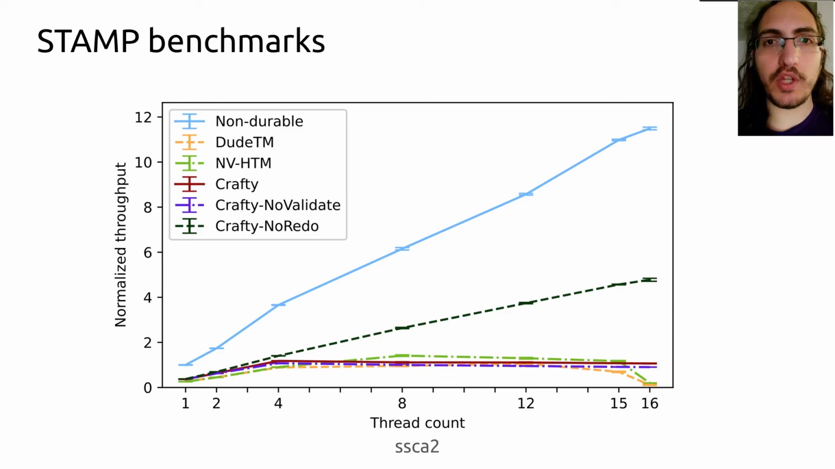Next, let's look at the SSCA2 benchmark from the STAMP benchmark suite. Here, we also compare Crafty with two configurations of Crafty: Crafty no redo and Crafty no validate. These configurations take out the redo and validate parts of Crafty respectively. Note that these configurations are also completely valid persistent transaction methods. This is one of the few benchmarks where not combining the redo and validate phases actually leads to better performance. As we can see, Crafty no redo performs better than Crafty itself. This is because SSCA2 is a very low contention benchmark, which means that not even trying the redo phase is actually better than attempting the redo phase, failing, and then falling back to the validate phase.